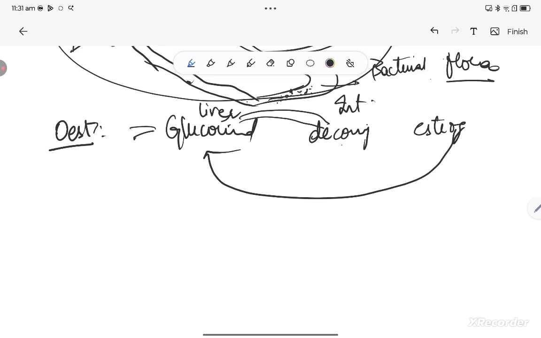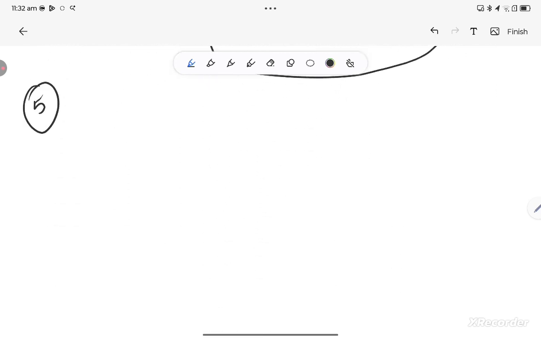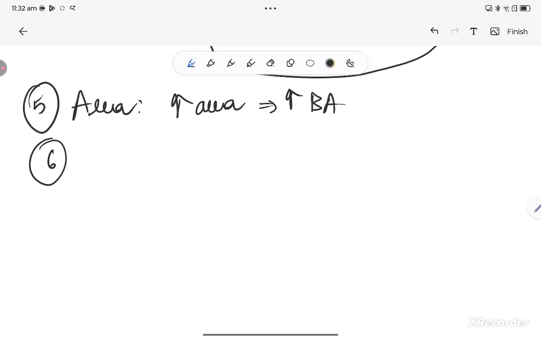Now, let us talk about our fifth factor, area of absorbing surface. More the area, more absorption. It's as simple as such. More bioavailability. Then, next one is first pass metabolism. We need to talk about this a lot.